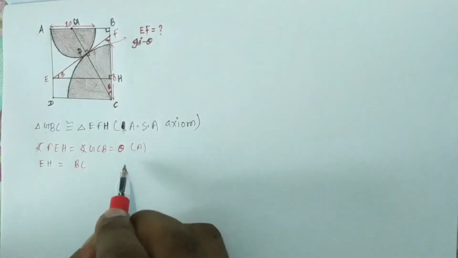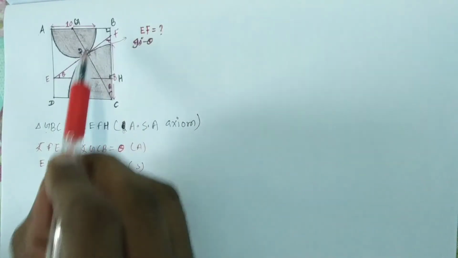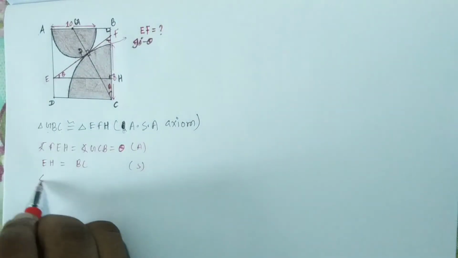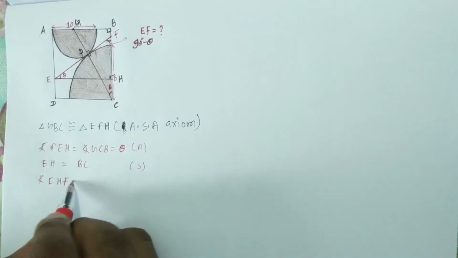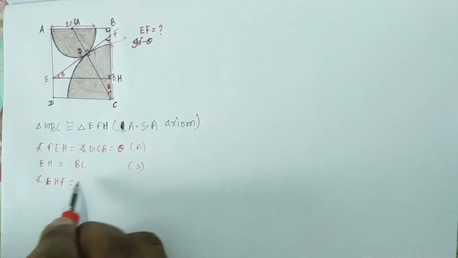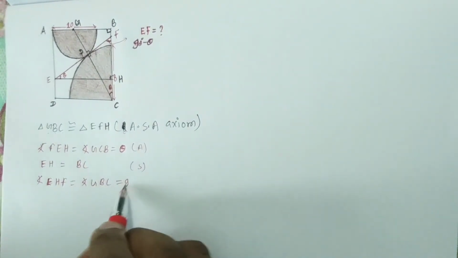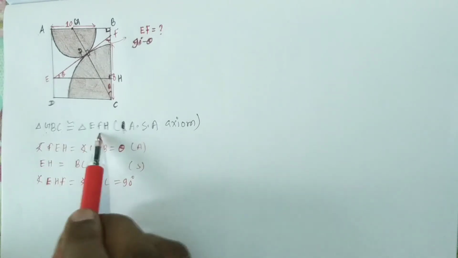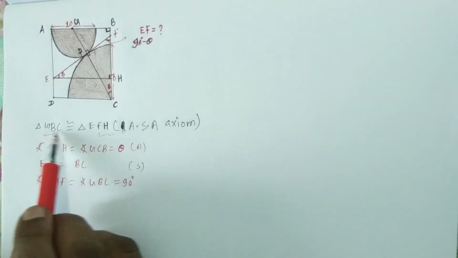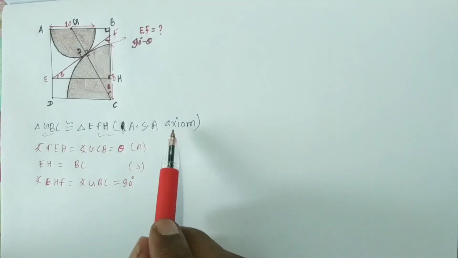So this is the angle and this one is the side, and then the next angle, as you can see, this right angle is equal to this right angle. So angle EHF is equal to, we have angle GBC, because both are 90 degrees, both are right angles here. So finally these two triangles become congruent. Triangles GBC and EFH become congruent here by the angle side angle axiom.